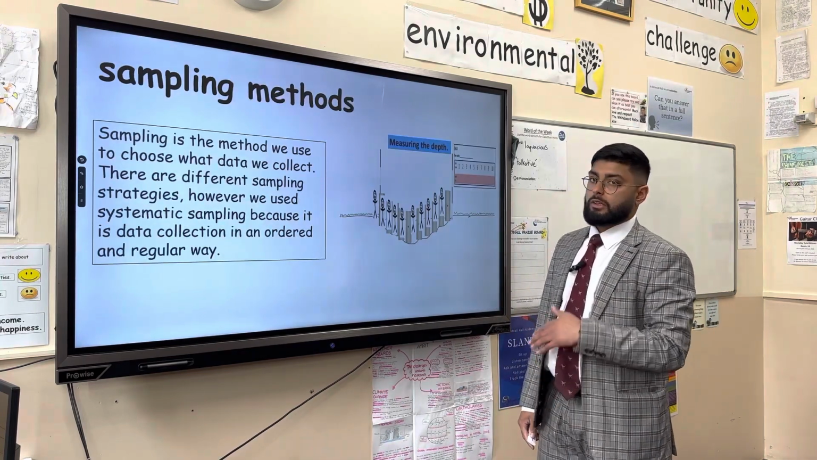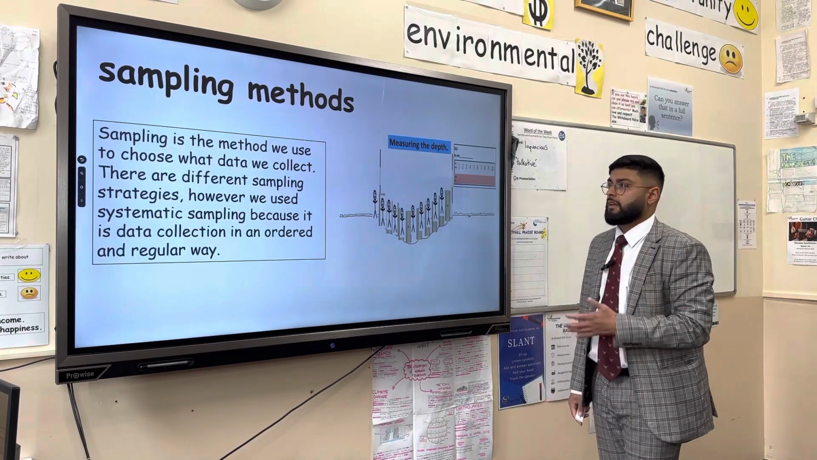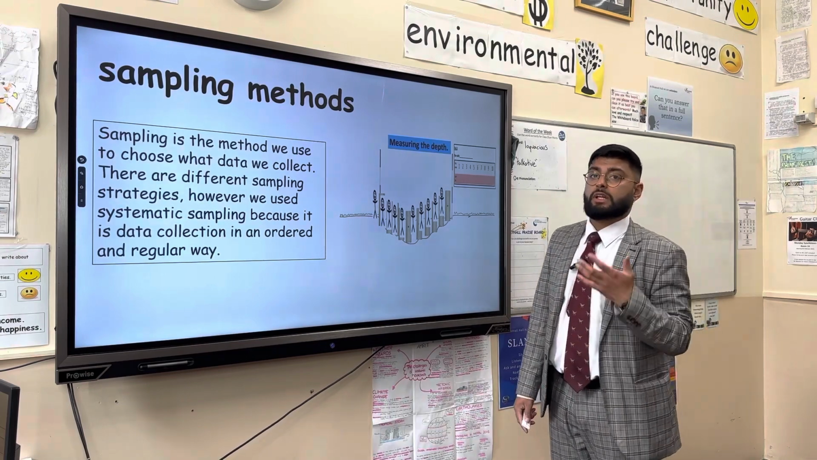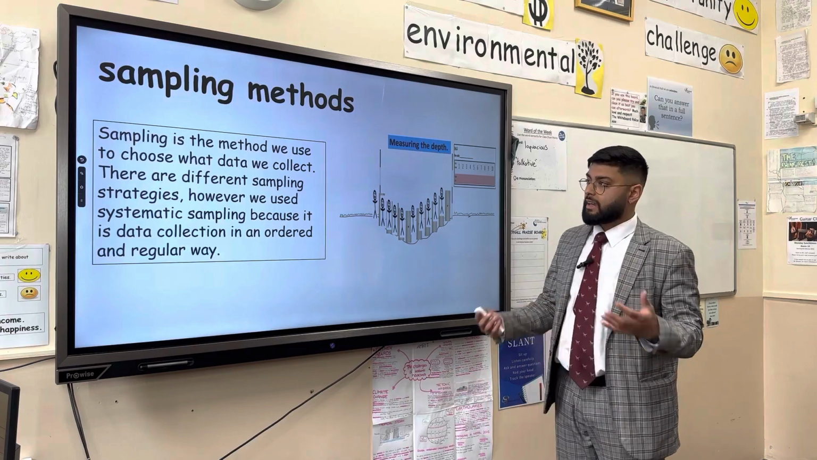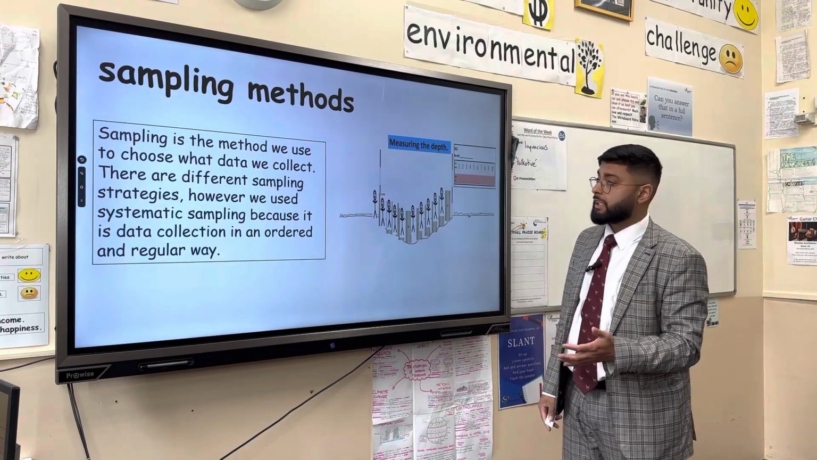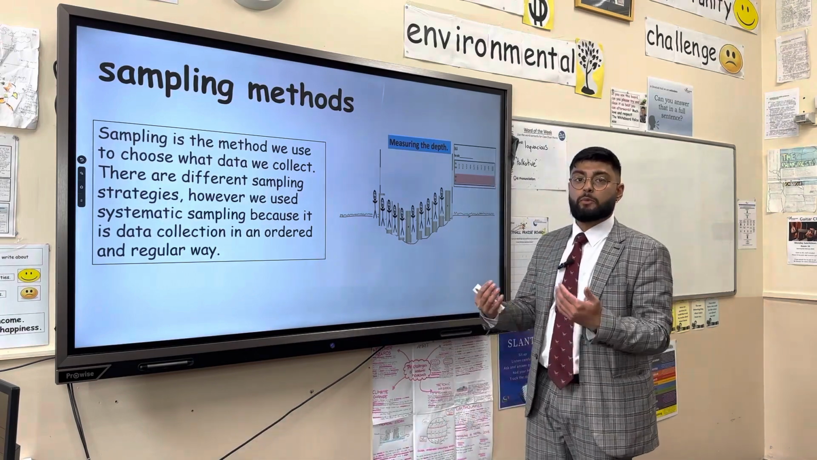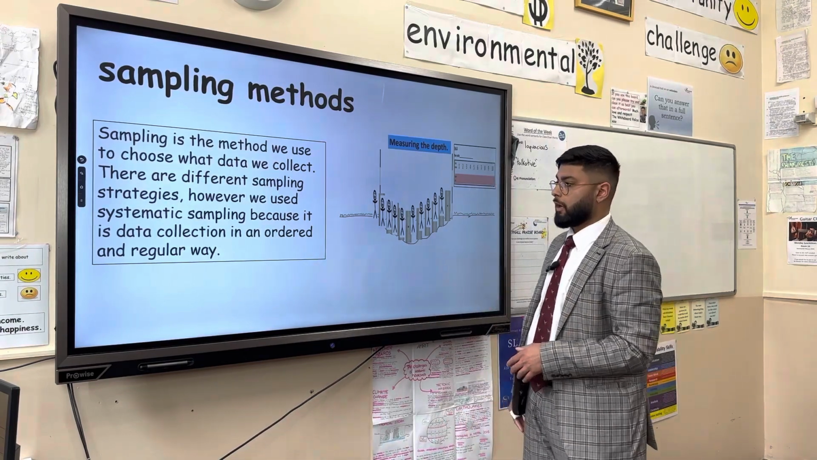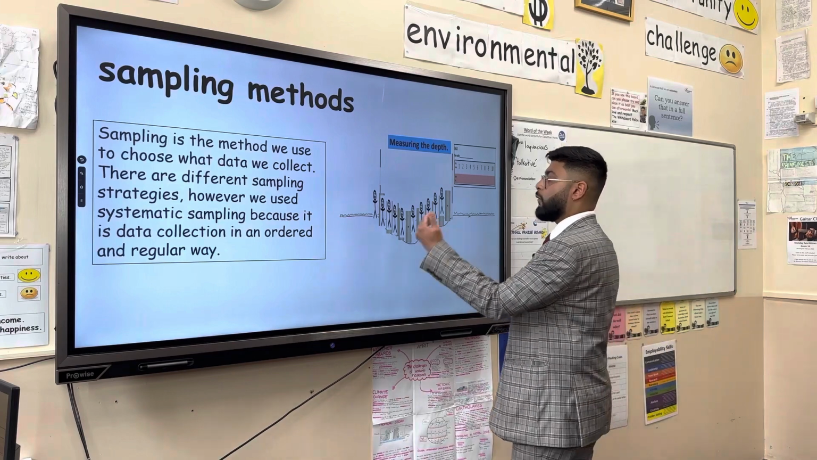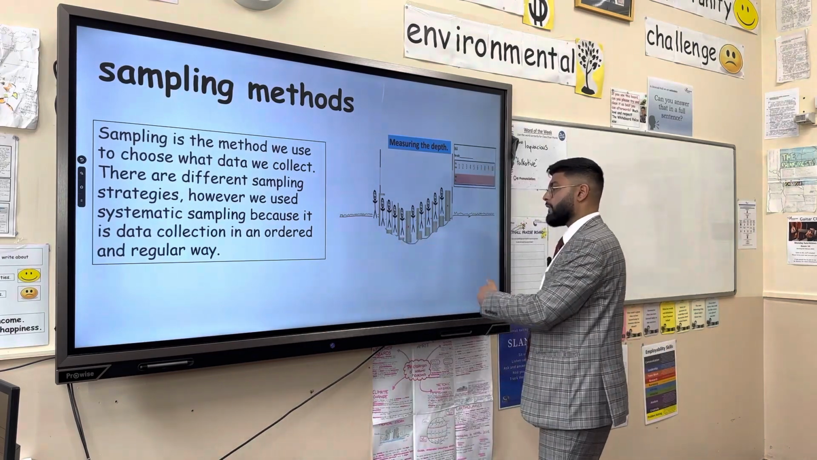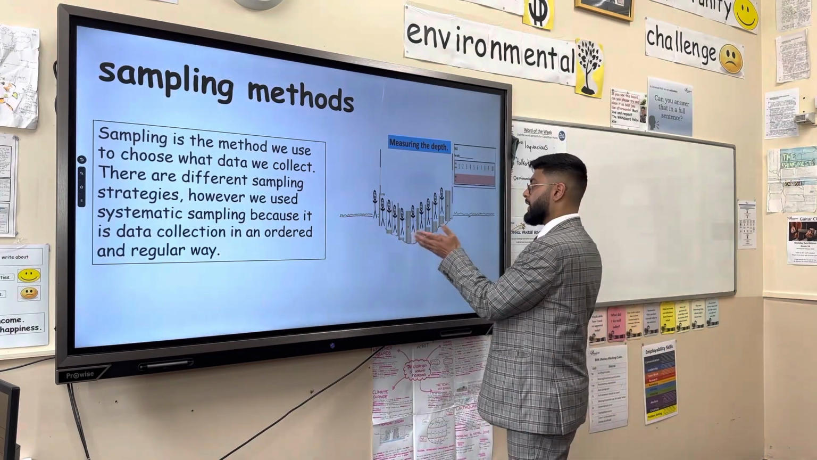Sampling methods. So sampling methods are the methods we use to choose what data we collect and how we collect it. There are different sampling strategies. However, we use systematic sampling. So I think of that as we came up with a system to decide the points we were going to measure. We did it in an ordered and regular way. So we got the river width, we divided it by 10, and then we measured at every 10th.